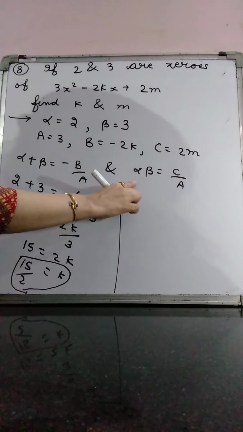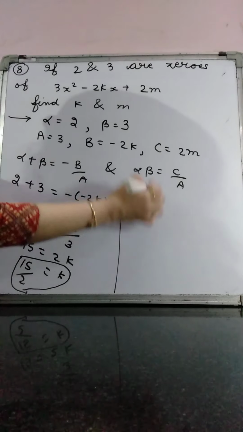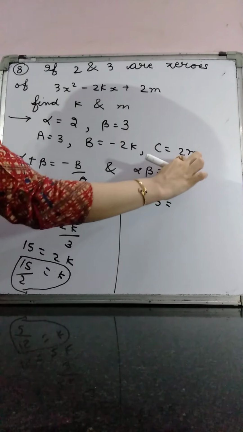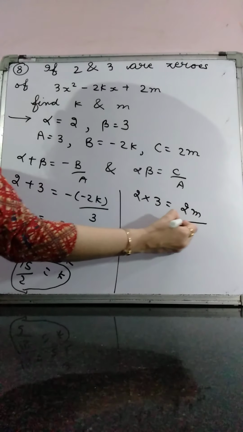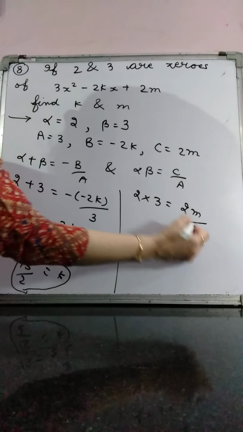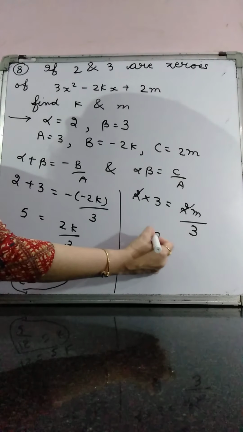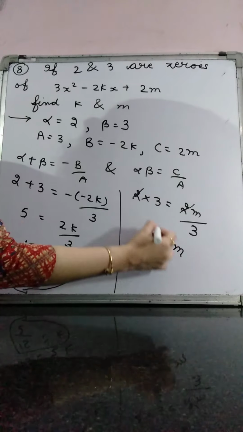Now alpha into beta, alpha value 2 and the value of beta is 3. The value of c is 2m and the value of a is 3. Cancel 2 and 2, 3 into 3, 9. The value of m is 9.